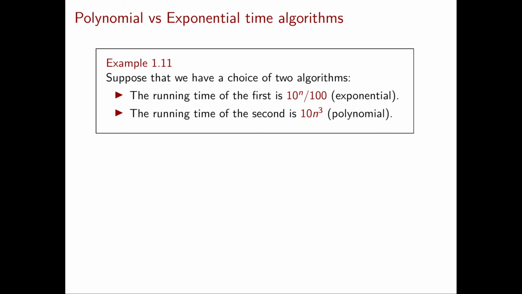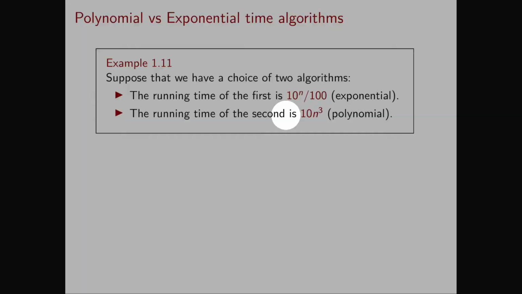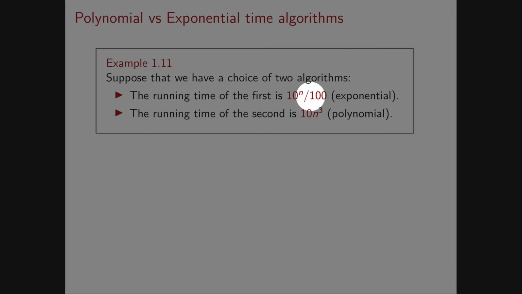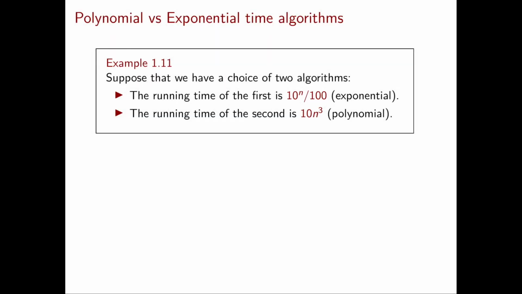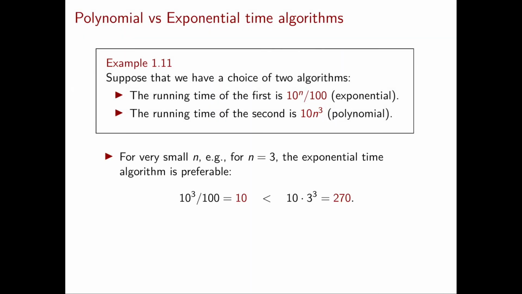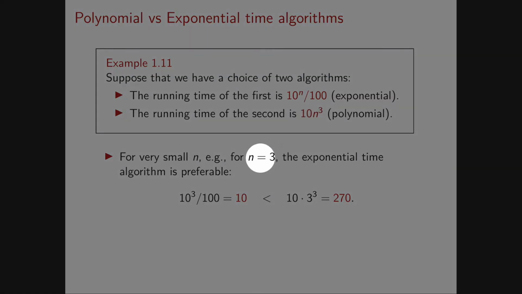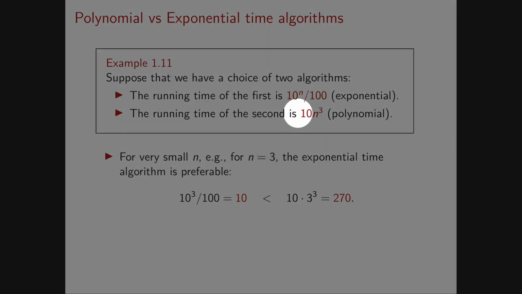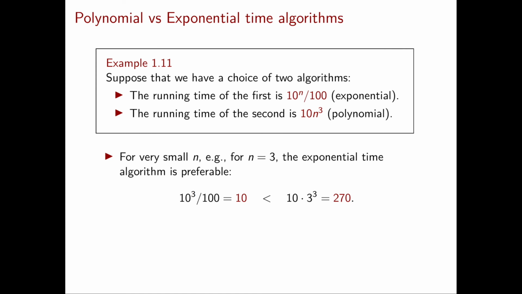Now let's see an example of an exponential time algorithm against a polynomial time algorithm. Let's say we have two algorithms. One has exponential runtime, and specifically it is 10 to the n over 100. And the second one is polynomial, and the runtime is 10 n cube. Interestingly, for very small values of n, for example n equal to 3, in this case the exponential time algorithm is better.